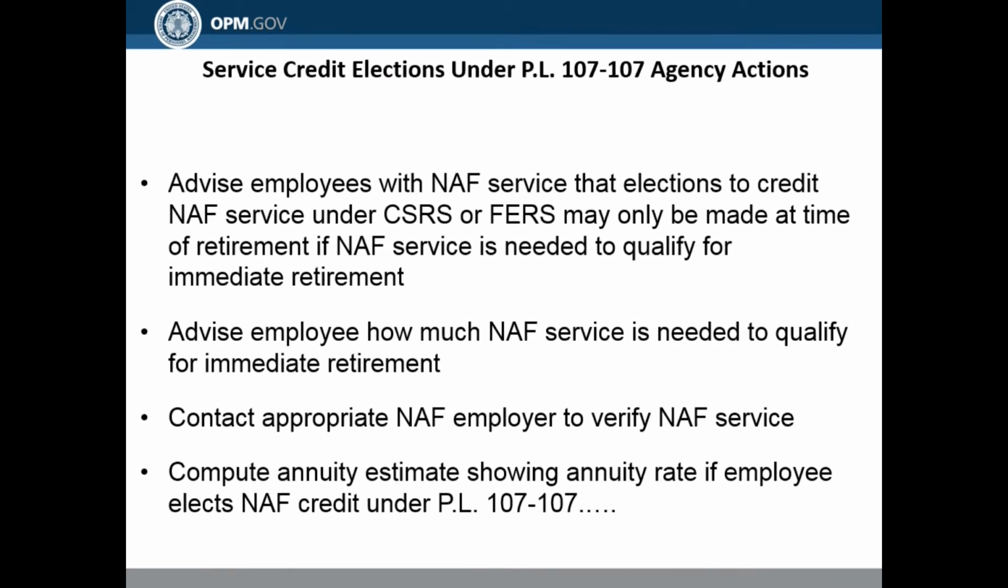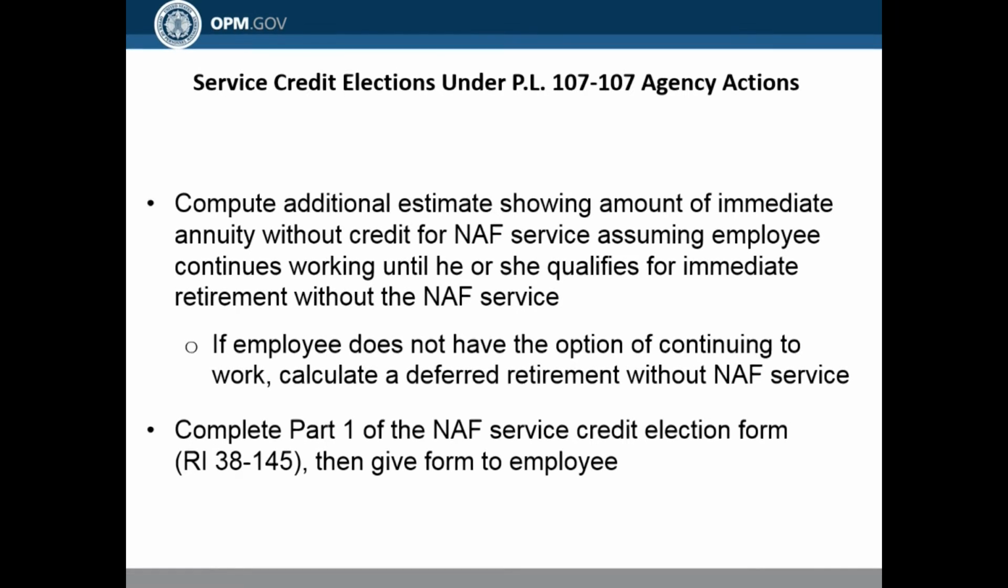You're going to advise the employee how much NAF service is needed to qualify for an immediate retirement, and contact the appropriate NAF employer to verify the NAF service. Compute the annuity estimate showing the annuity rate if the employee elects NAF credit under Public Law 107-107. Compute the additional estimate showing the amount of immediate annuity without the NAF service, assuming the employee continues working until they qualify for an immediate retirement. If the employee does not have the option of continuing to work, calculate a deferred retirement without the NAF service. Complete Part 1 of the NAF Service Credit Election Form, which is RI 38-145, and then give that form to the employee.